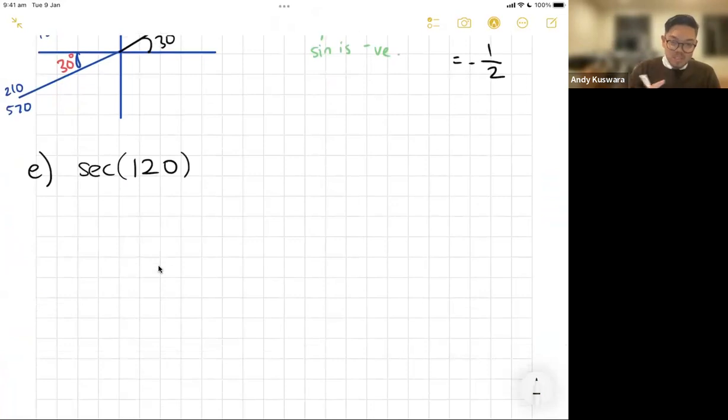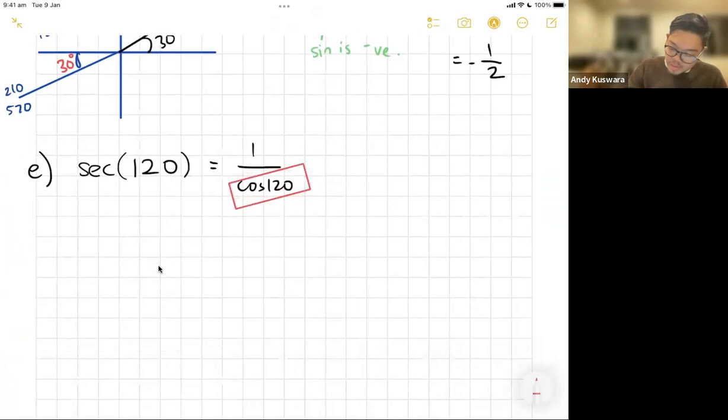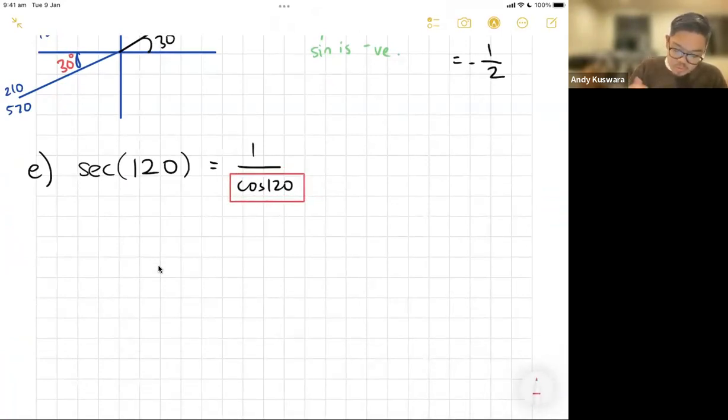Sec means all it is it's 1 on cos. So in other words, think of it as 1 over cos 120. Okay. And let's figure this out. So let's figure out cos 120 first. And then we'll work with cos and then we'll figure out what sec is.